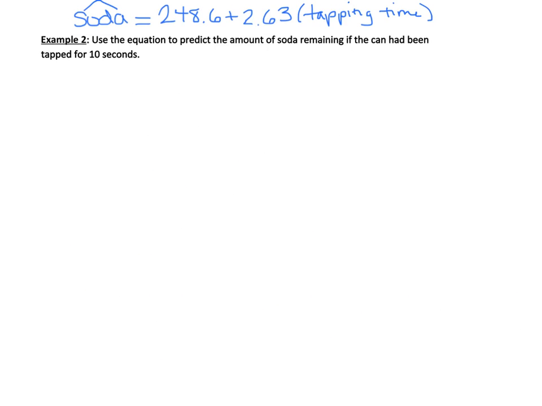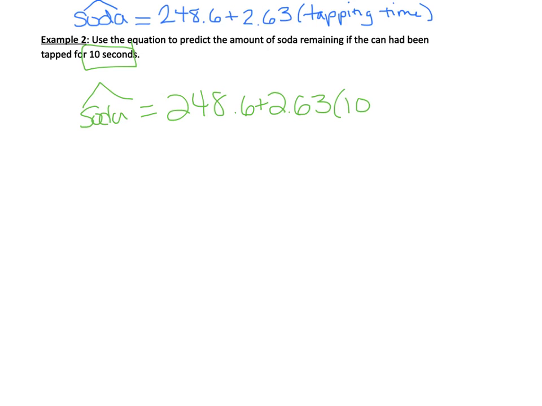So for our next example, we are going to use the equation to predict the amount of soda remaining if the can has been tapped for 10 seconds. And I actually have written out the equation for you up there. This problem, thankfully, is actually very easy. So all you're going to do is, we know our tapping time is 10 seconds. We're finding the predicted amount of soda, so you can write it out as predicted soda equals 248.6 plus 2.63 times 10.